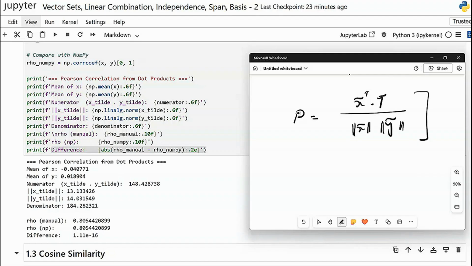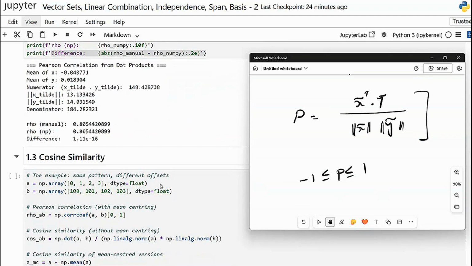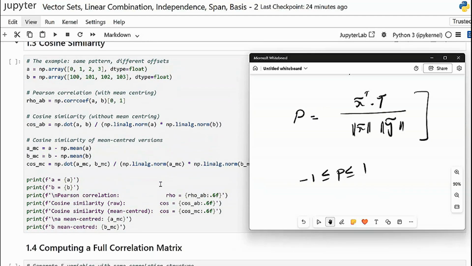So here this numerator is large and positive when both variables tend to deviate from their means in the same direction. The denominator normalizes away the units and magnitudes, guaranteeing that -1 is less than or equal to ρ, which is less than or equal to 1. Okay, now next, let me just move on to the cosine similarity.